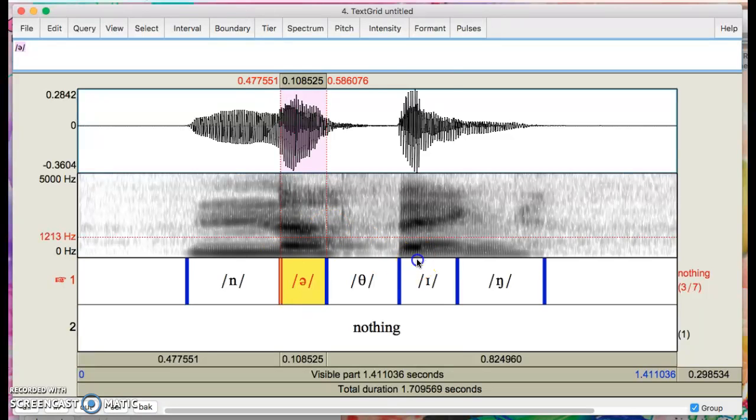So I hope this helped a lot. I know it helped me, especially giving it a second go around, but that's how you look at a spectrogram in a couple of different ways to read it.